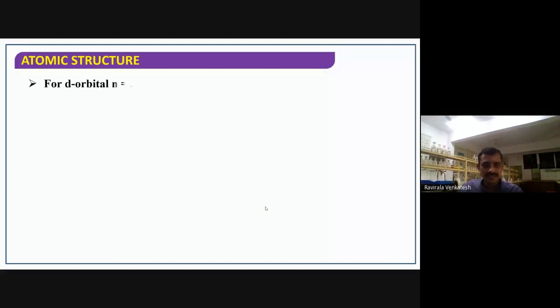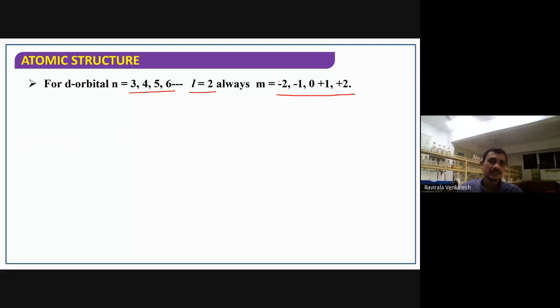Right? Let me now take some discussion about the d orbitals. For d orbitals, the n value must be 3, 4, 5, 6, and the L value must be 2, and ML values must be like this. That means 1D is not possible, 2D is not possible. So d orbitals start from the third principal quantum number. Understood here?